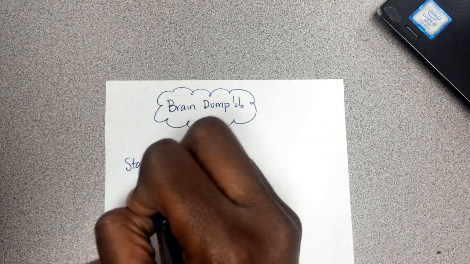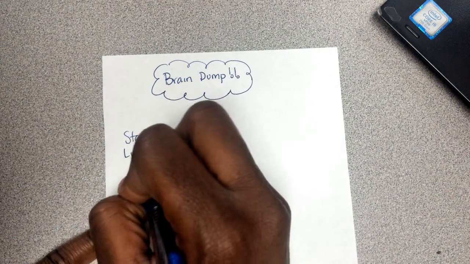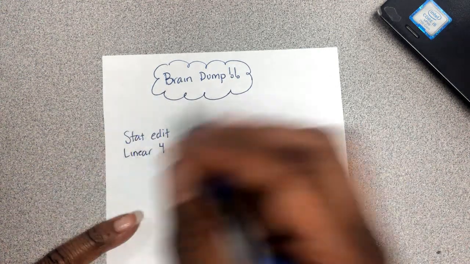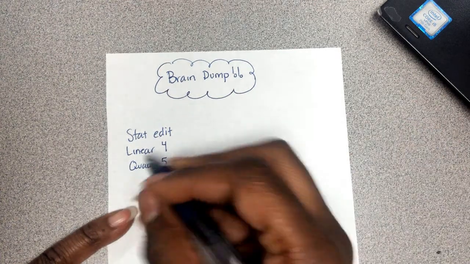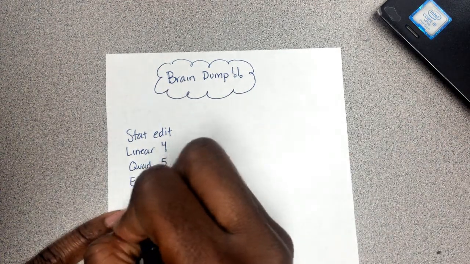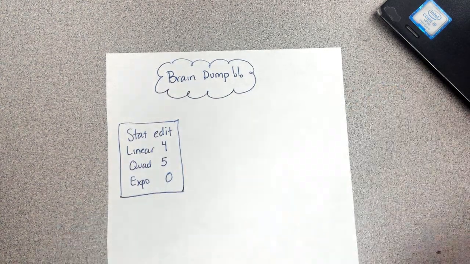Now remember, stat edit can help you for several different things. If it's linear, you press number 4 when you go through the steps. If it's quadratic, you press number 5 when you go through the steps. And then expo, you would use number 0. Okay, that's one thing. Give me some more.